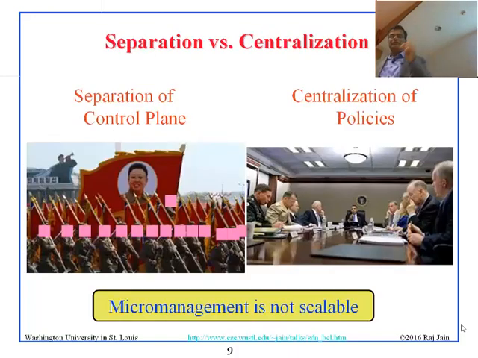Right? So I have this cartoon which shows you what is the separation versus centralization. This is separation of control plane. Nobody else has any control. Means they have no brains. They cannot think. This is the only guy who can think, and then they have to follow. This is separation of control plane.